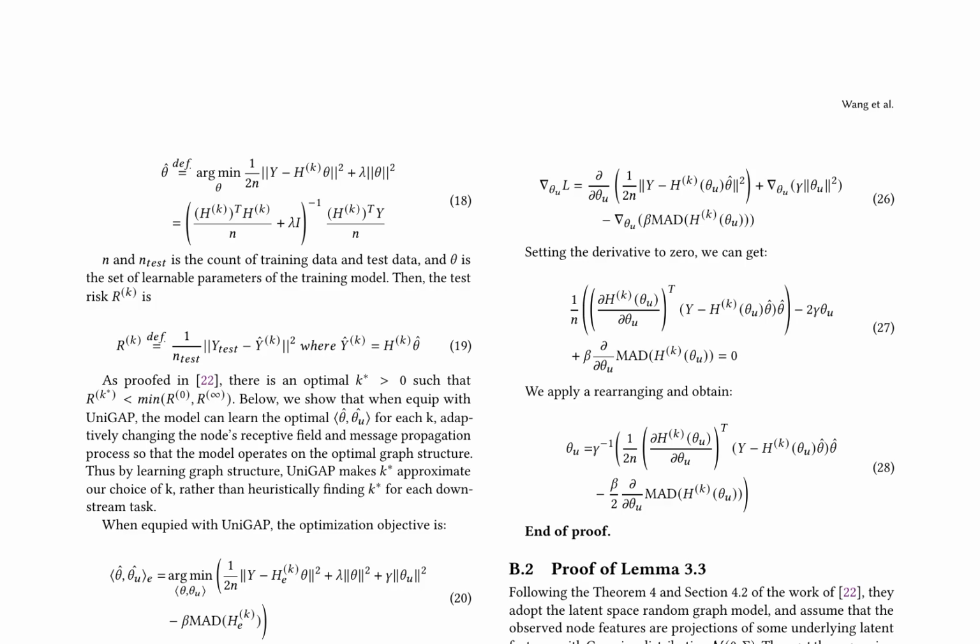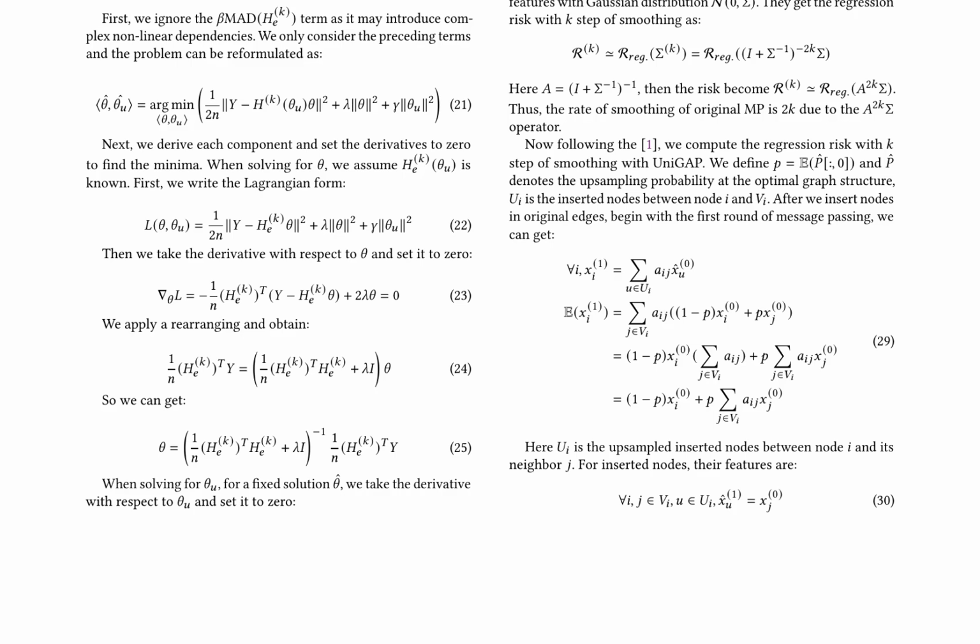The authors also provide a proof of lemma 3.3, which adopts the latent space random graph model. They assume that the observed node features are projections of some underlying latent features with a Gaussian distribution. The regression risk with k-step smoothing is derived, and the rate of smoothing of the original MP is shown to be 2k. Finally, the authors compute the regression risk with k-step smoothing with UniGAP and define the upsampling probability at the optimal graph structure. They derive the expected value of the node features after one round of message passing and show that UniGAP can learn the optimal graph structure.